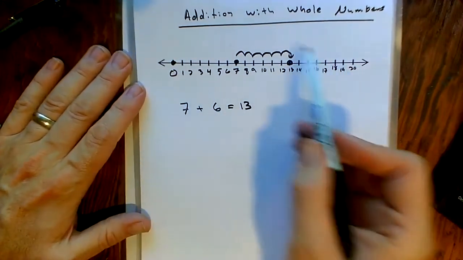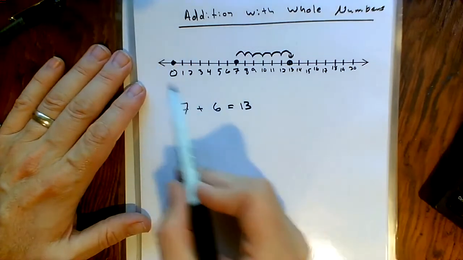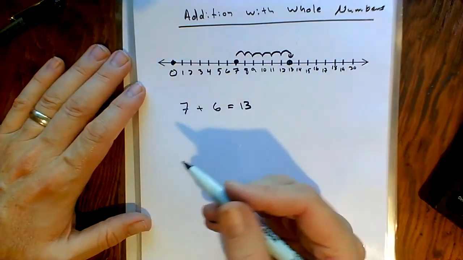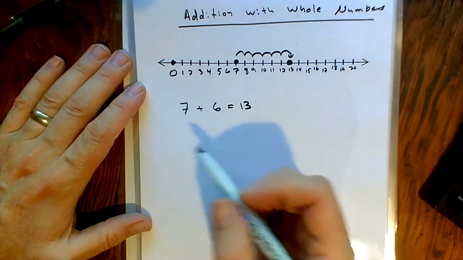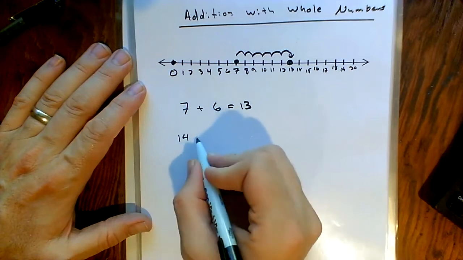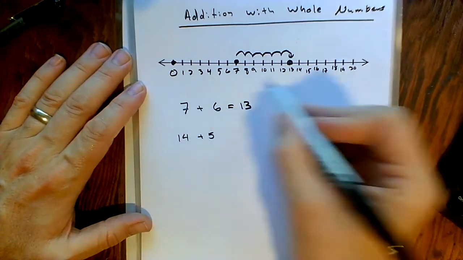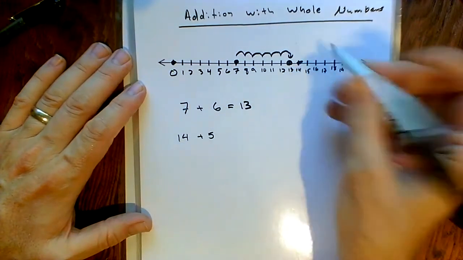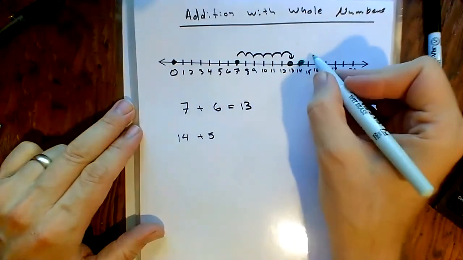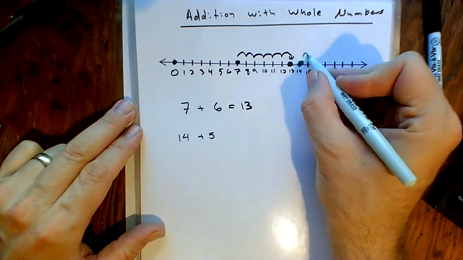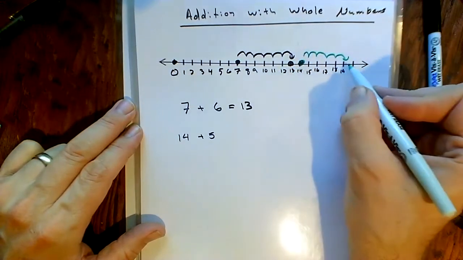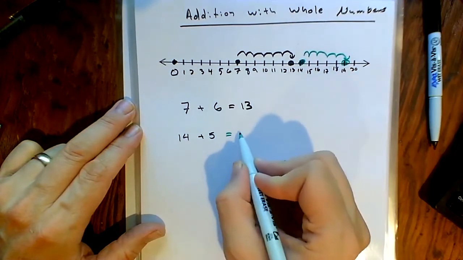This is by far the simple version of how you add with whole numbers. And you could do this with larger digits if you'd want. I could do something like 14 plus 5. I could start at 14, and I use a different color here, but I do 14 and go 5. 1, 2, 3, 4, 5. 14 plus 5 would be 19.